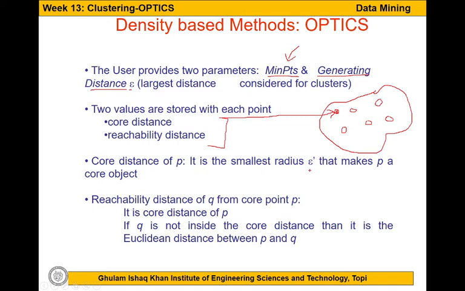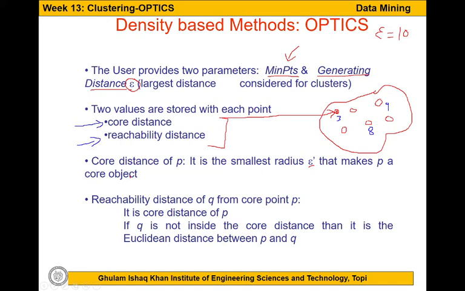But this epsilon dash will always be less than the epsilon E which we provided to the algorithm initially. So for example our E is, let's say, 10, right? So maybe for this point our E dash may be 3, for this point our E dash may be 8, and for this point our E dash may be 9, right? So for each object we need to store the core distance for that object, and then we need to store the reachability distance for that object as well. And what is the reachability distance?